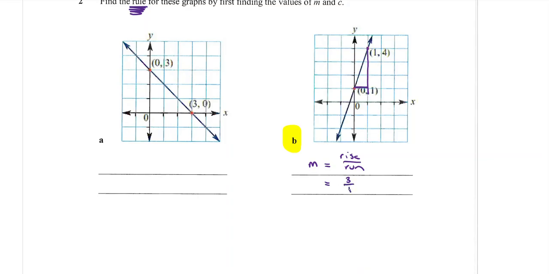Is it uphill or downhill? Uphill, so it's going to be positive. So 3 over 1 is just equal to 3. Okay, that was the same as what we did before.